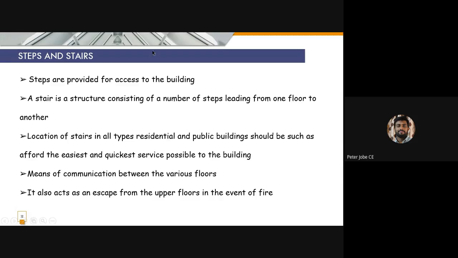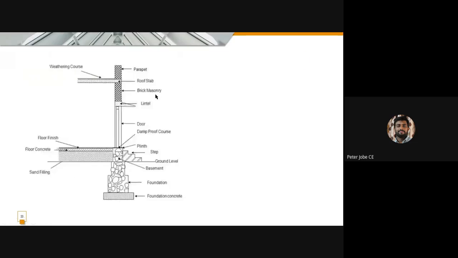So why are we providing steps? Steps are provided for the access to the building. See, this is a step provided because our floor will always be kept high from the ground level. I hope you might know why we are providing a floor at a height from the ground level. So in order to access that floor from the ground level, we'll be providing steps.